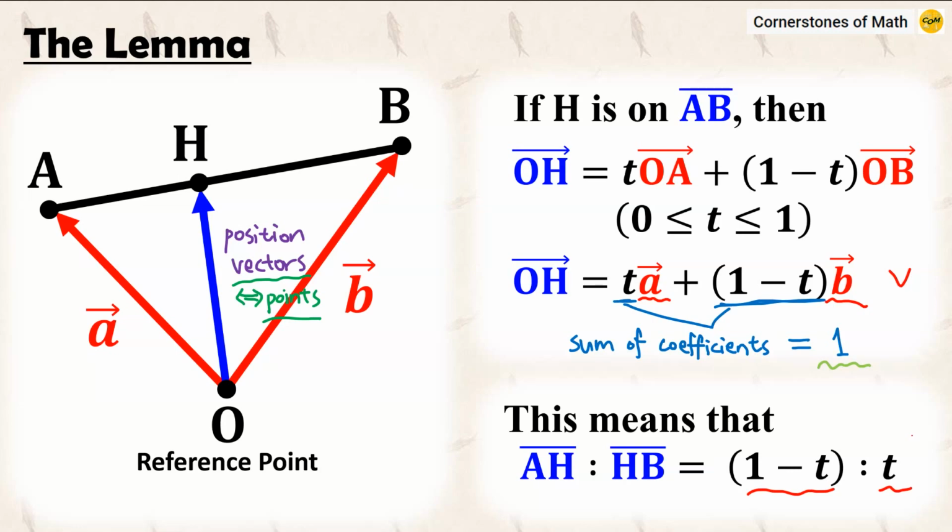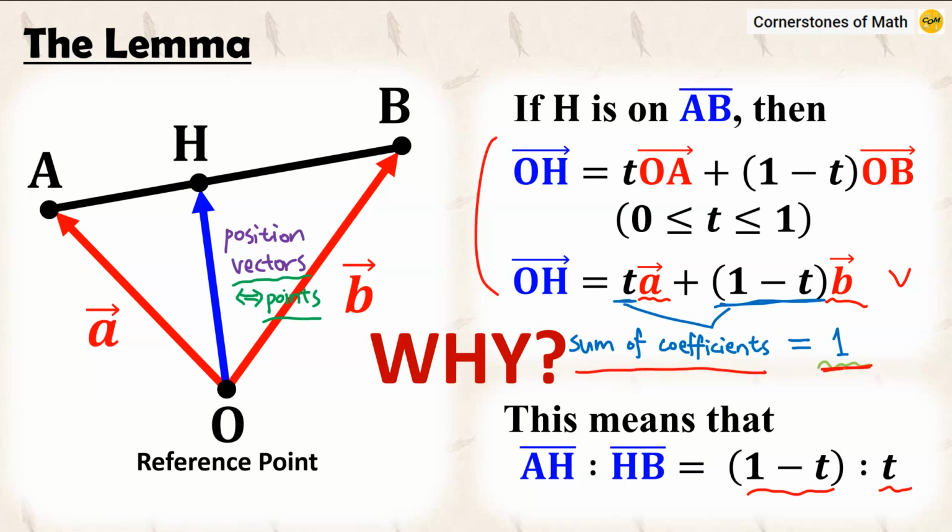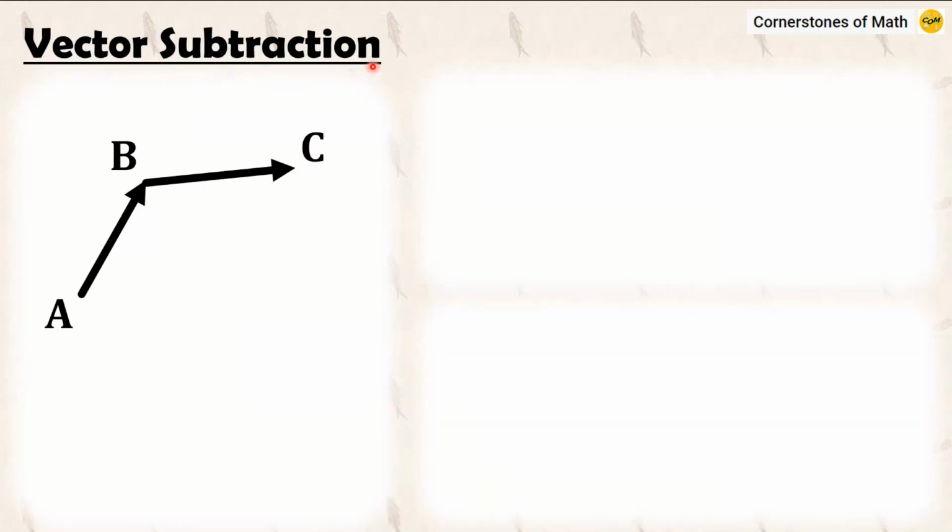Okay, this is quite an interesting property, but it is also the right moment to ask, why? Why does this lemma hold? Why does the sum of coefficients become 1? Well, in order to prove this lemma, we have to learn one more thing about vectors, which I have not mentioned in my previous vector videos, and that is vector subtraction. Yeah, we need to learn how to subtract vectors. If you already know how to do so, you can just skip this section, but in case you do not know, I am going to explain how it works.